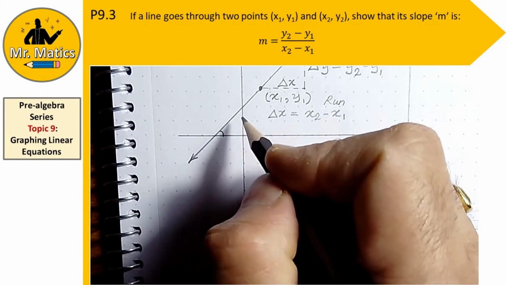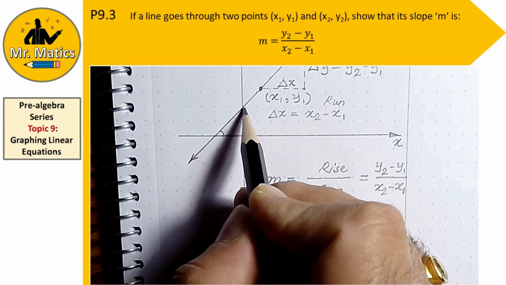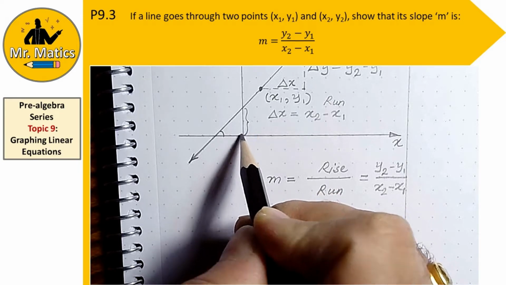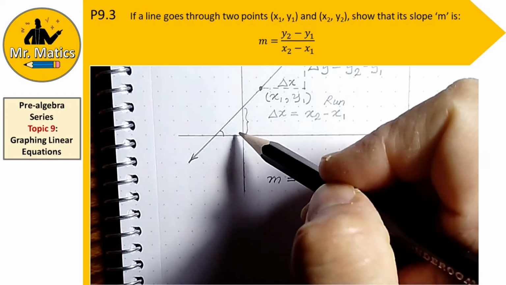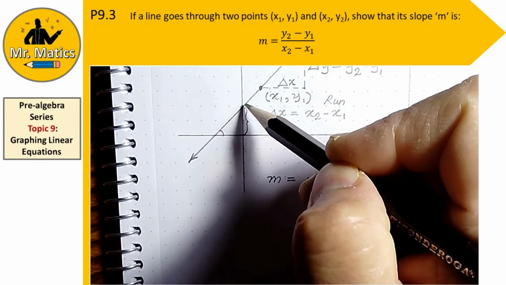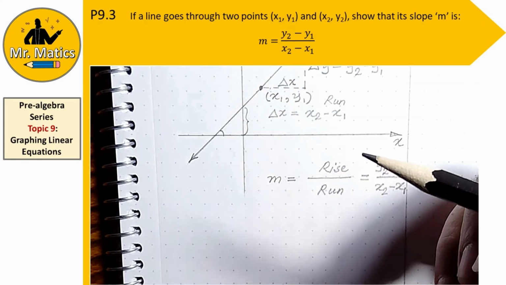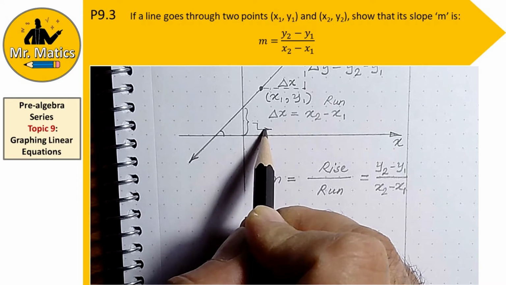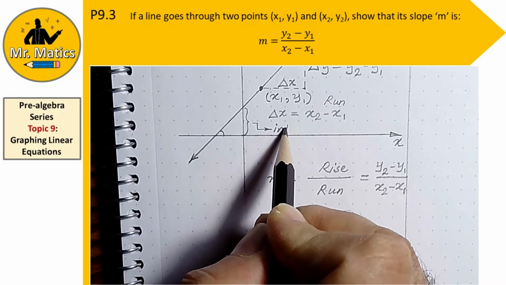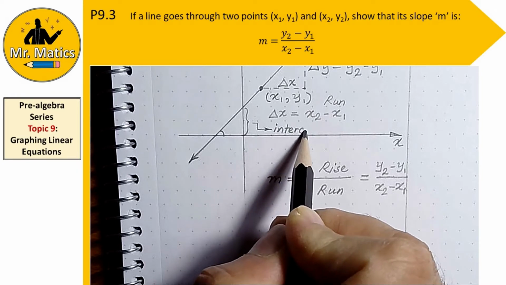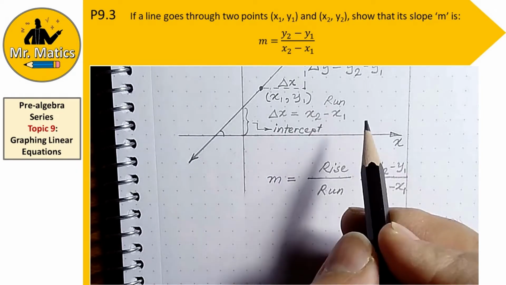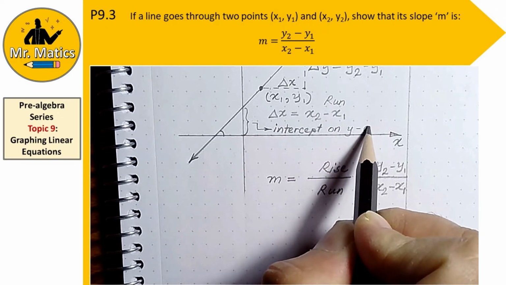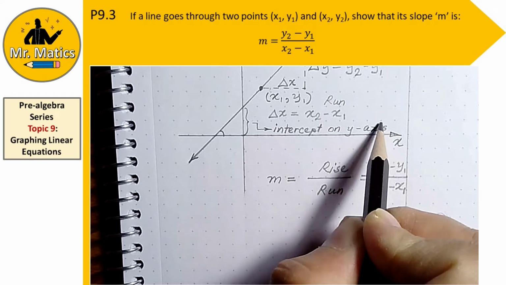There is another concept called intercept. So the intercept is how much or where does the line intersect the y-axis. Okay, so this is called intercept. You can say intercept on y-axis, or y-intercept also it is said.